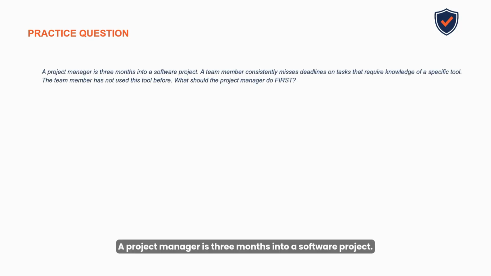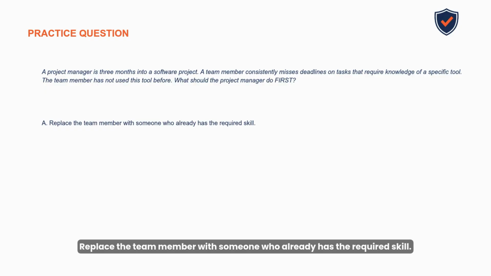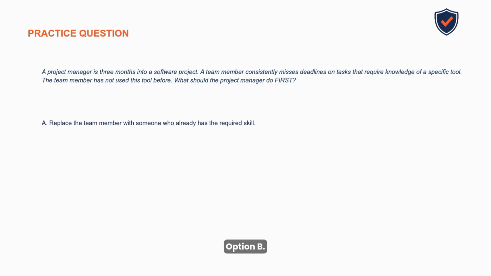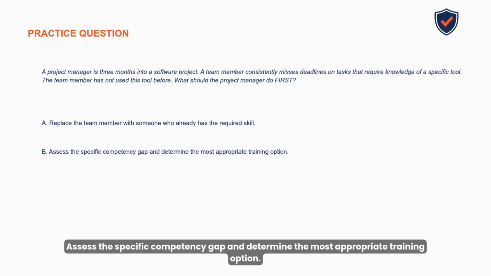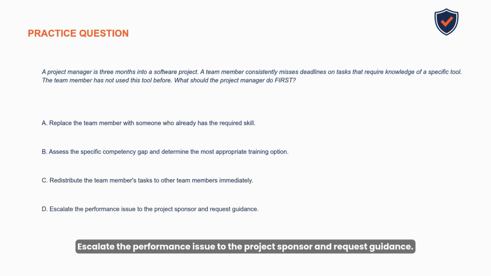Question. A project manager is 3 months into a software project. A team member consistently misses deadlines on tasks that require knowledge of a specific tool. The team member has not used this tool before. What should the project manager do first? Option A. Replace the team member with someone who already has the required skill. Option B. Assess the specific competency gap and determine the most appropriate training option. Option C. Redistribute the team member's tasks to other team members immediately. Option D. Escalate the performance issue to the project sponsor and request guidance.